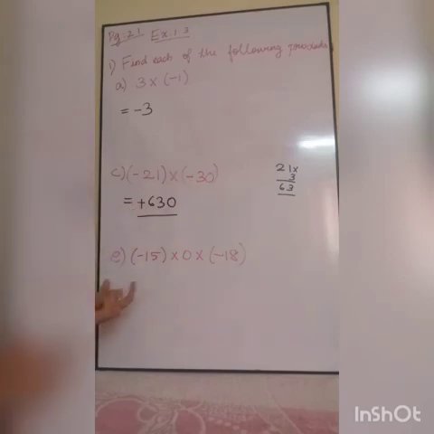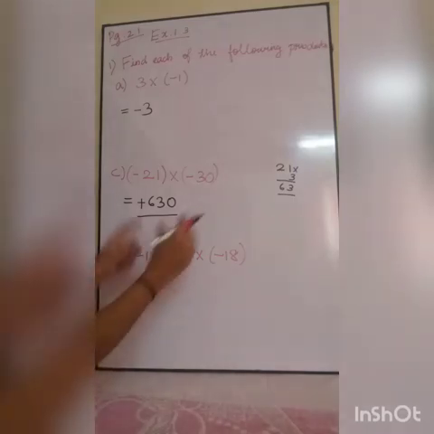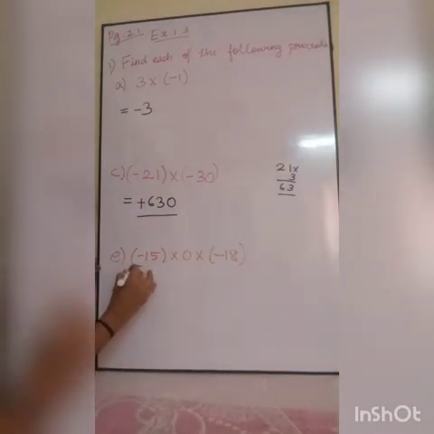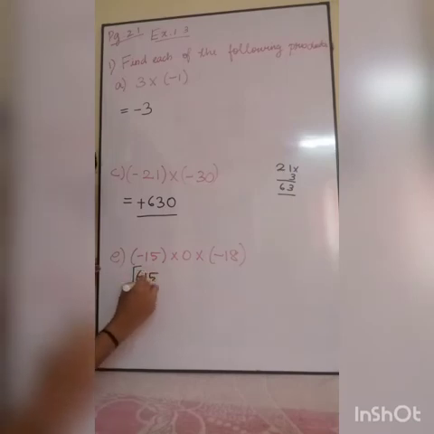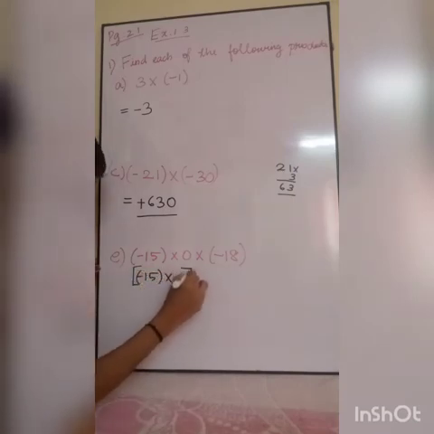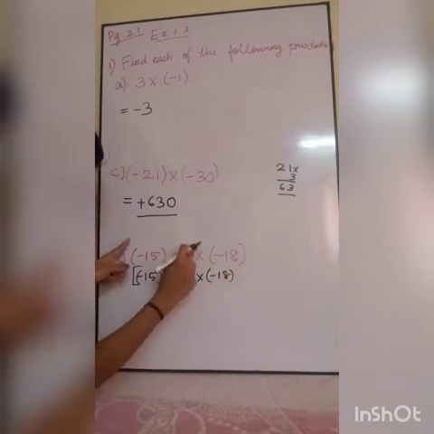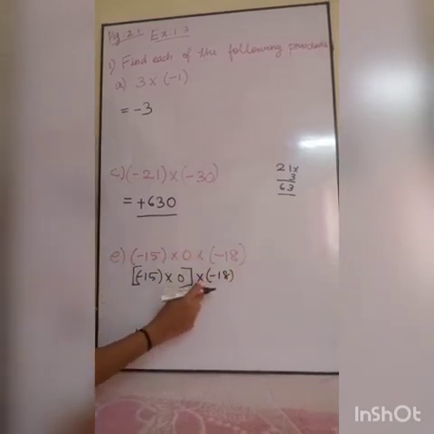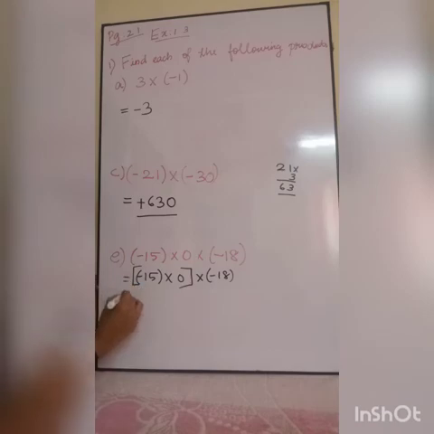Next, how many integers are there in the E question? 1, 2, 3. If 3 integers are there, what did I tell you to follow? We have to use the associative property. First you combine any two, and with that answer you multiply the third one. So first I am going to write minus 15 into 0 as one thing, and then into minus 18. I am going to combine these two alone first, then into minus 18.